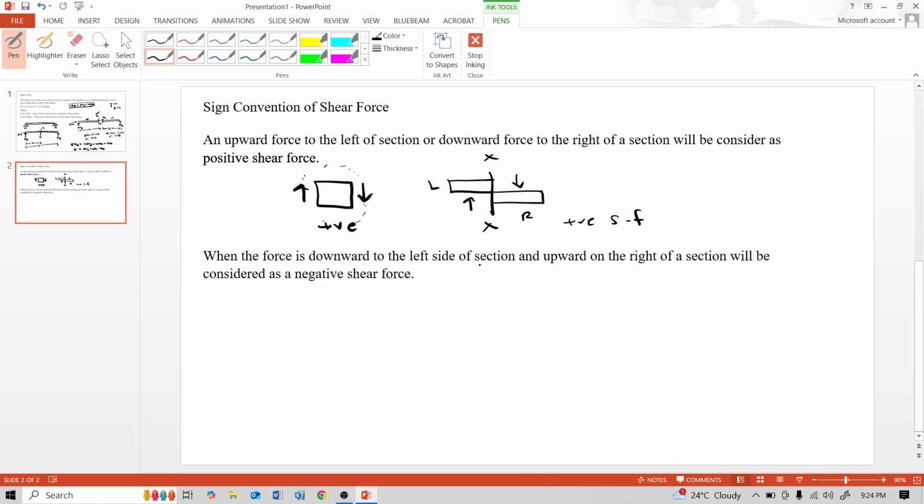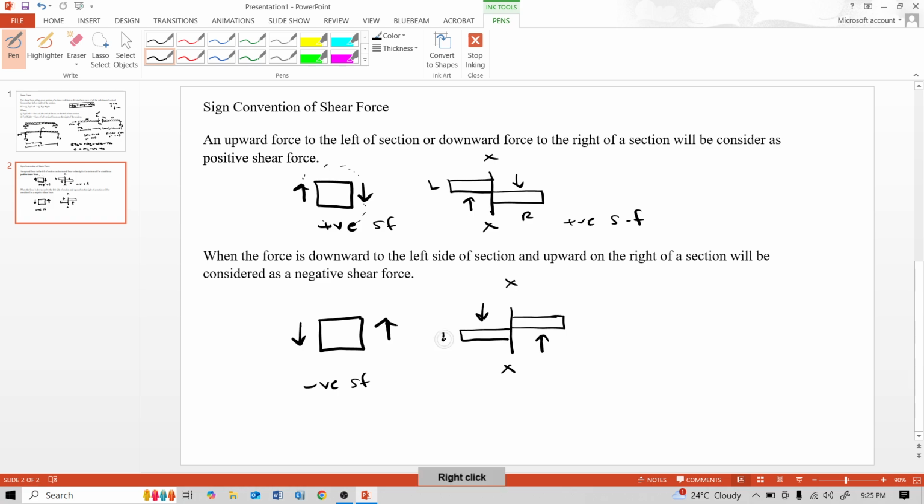When the shear force is downward to the left side of a section and upward on the right side of a section, it's considered as negative shear force. That means here downward and here upward. This is left side, this is the right side. This is negative shear force.